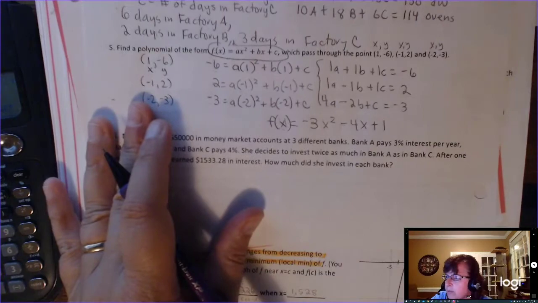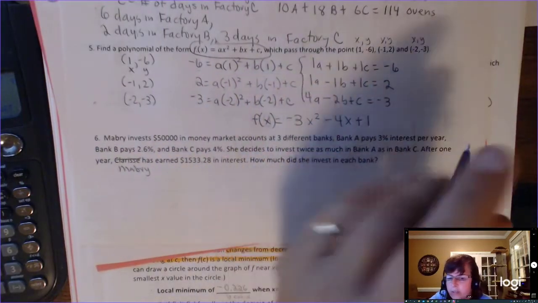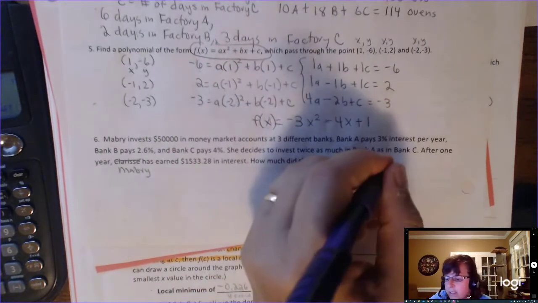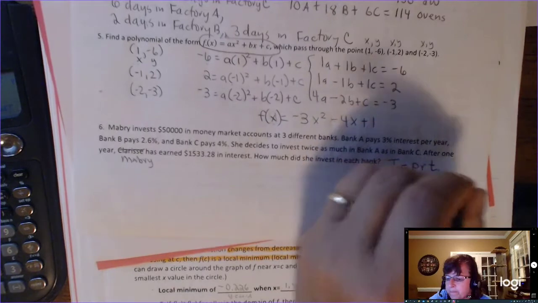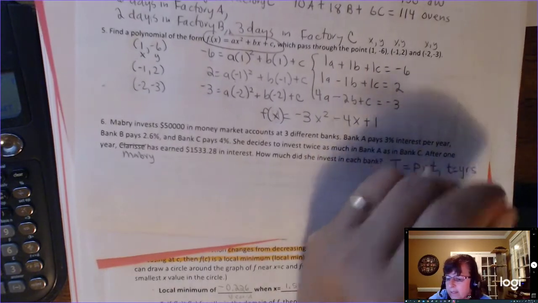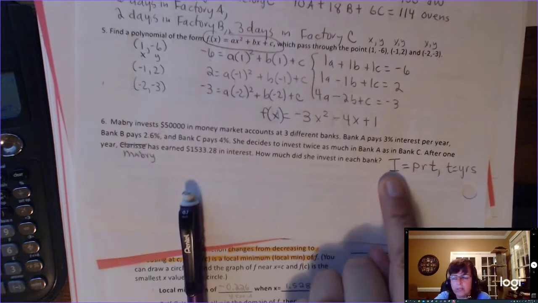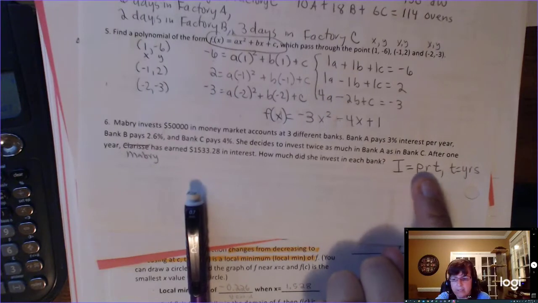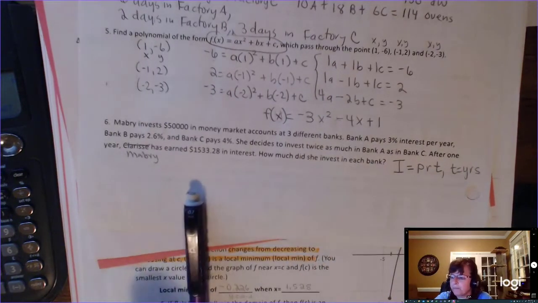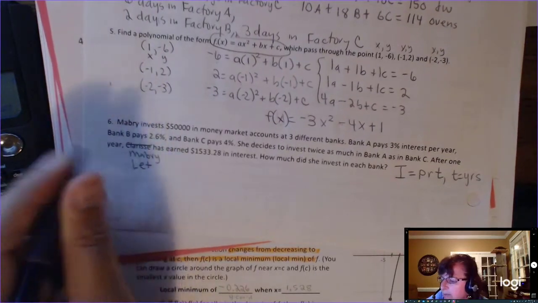Okay, so this one, you're going to need a formula. You should have known it from middle school. We're not compounding. It's not compound interest. What this is called is simple interest. So simple interest: the interest from an amount is equal to the principal, the money you invest, times the rate, times the time in years. Okay, so again, we're going to go to the question. How much did she invest at each bank?